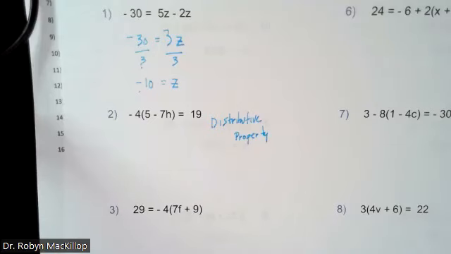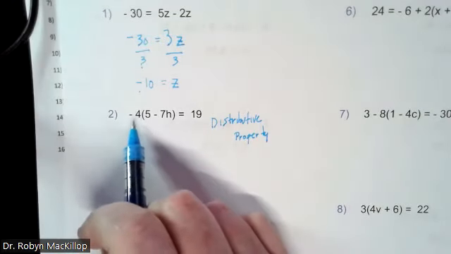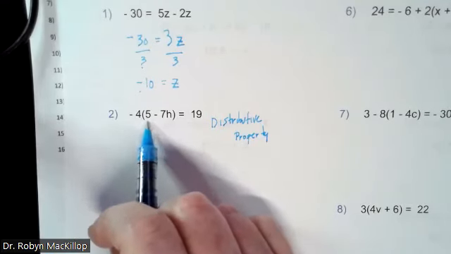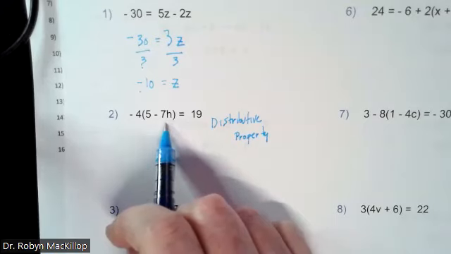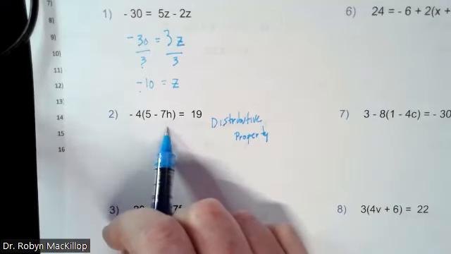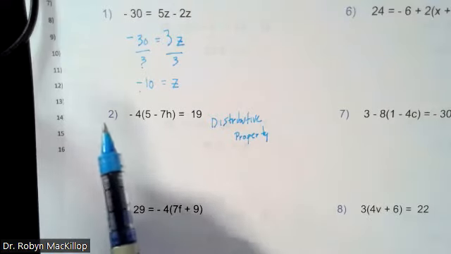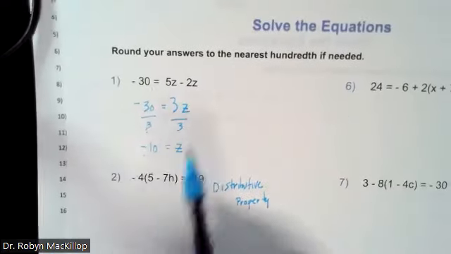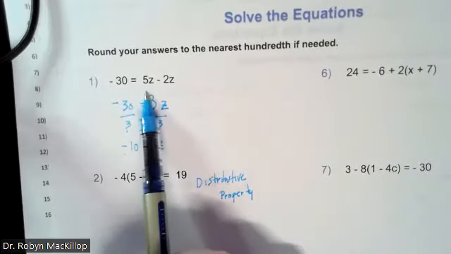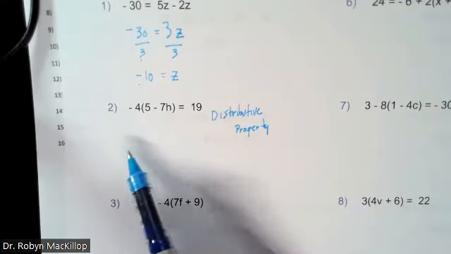There we go. Okay. So all this means is you're going to take this negative 4 and multiply it first by the 5 and then by the 7h. And you can multiply plain old numbers with variables. You would not be able to add and subtract. You can only add and subtract when they're the exact same variable like this one. You could not add 5 to 2z. And we'll talk about that more next week.